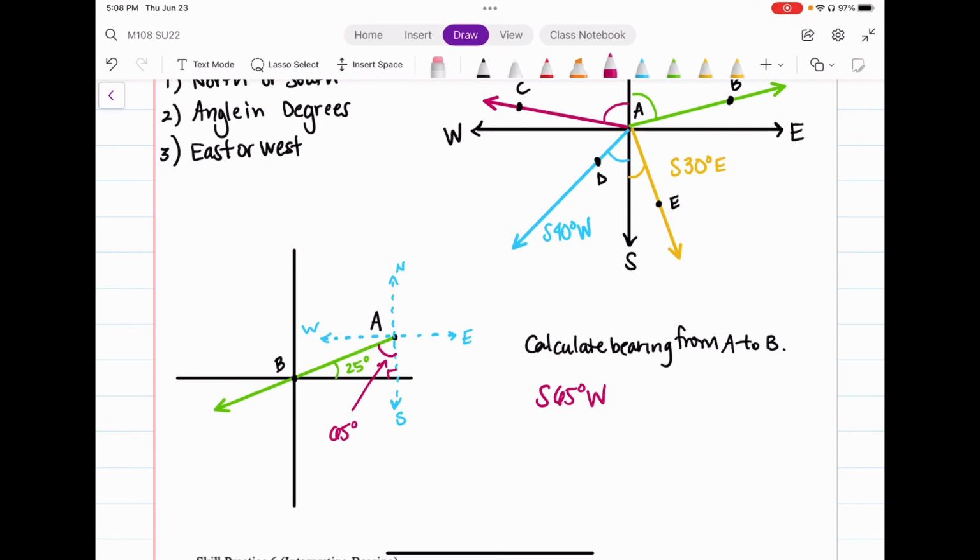So definitely check out the skill practice to see the different types of problems you can encounter and how you can calculate them using this base idea that your bearing is in relation to the north-south line, and then your angle is in degrees in relation to then the east-west line.